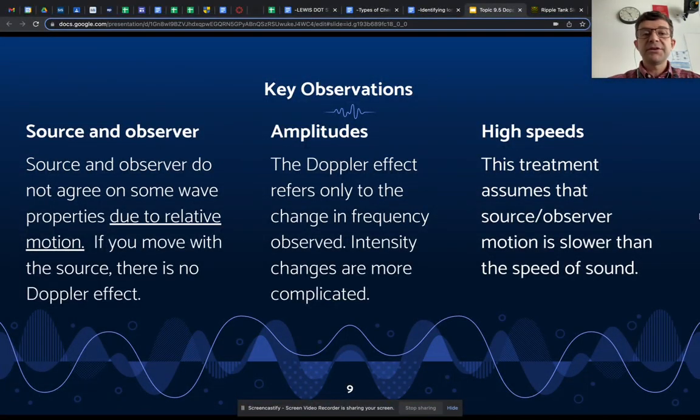Key observations here, just so that you have the big ideas. The source and observer don't agree on some wave properties due to the relative motion.